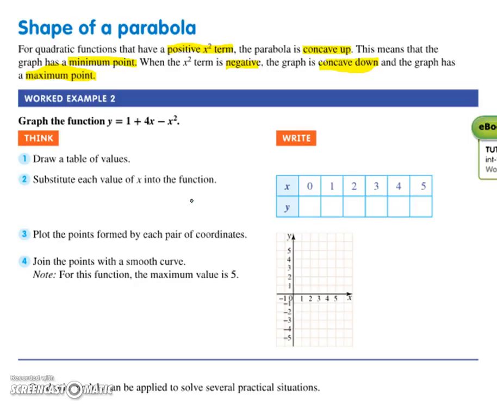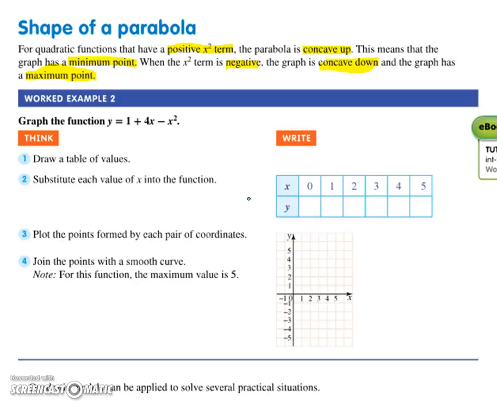Now, something that we've highlighted on here that we didn't actually mention before is if you've got a positive one that's concave up, you have a minimum point. Does that make sense? The graph comes down to a point and it goes no further. It's a minimum point because it's happy.